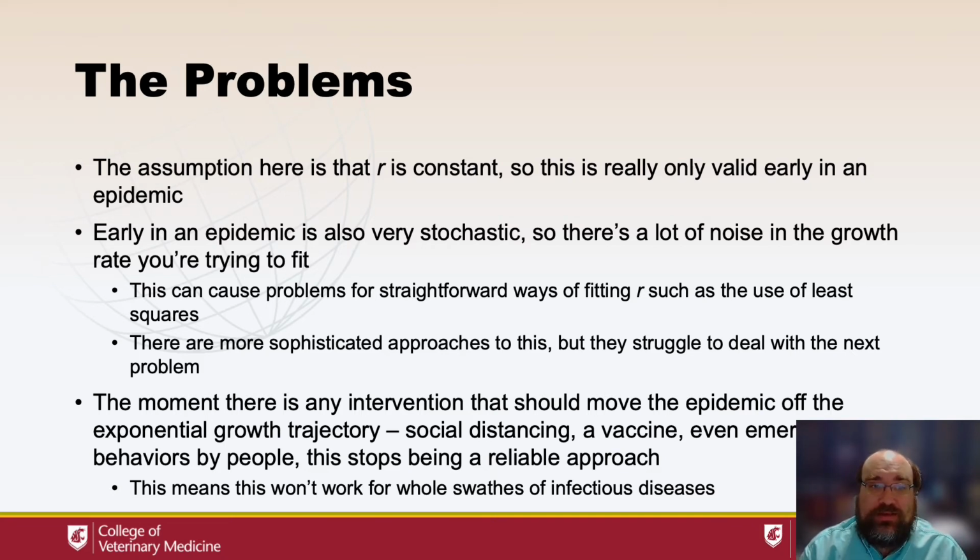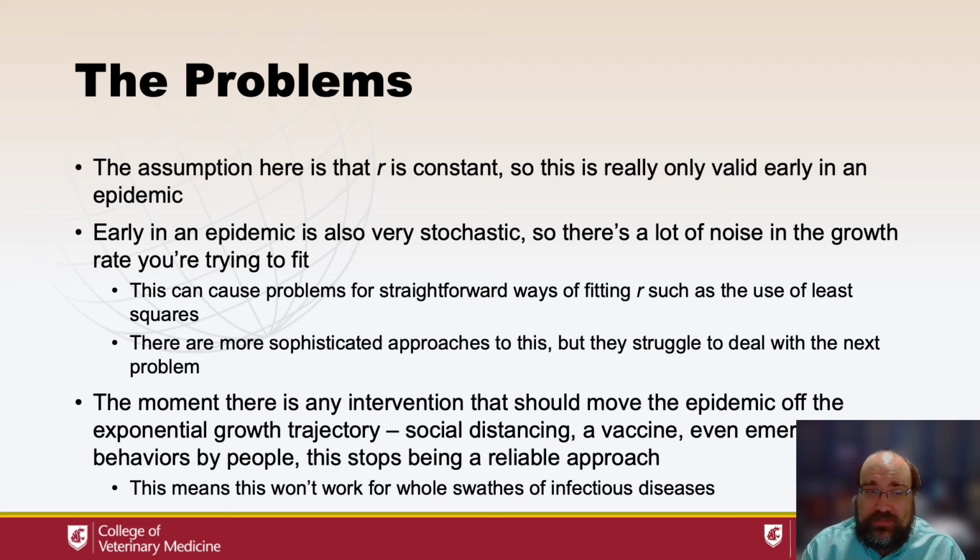But because you're early in an epidemic, it's also very stochastic. There's a lot of noise in your data. So if you're trying to fit this growth rate using a statistical approach, this can cause problems. There's often a very strong desire to use something very simple and very accessible, something like least squares to fit r. So in the example I used where you plot all your dots and draw a line through them, the computational approach to that is least squares. You can have a lot of problems with that depending on at what point in time you're trying to estimate that growth rate. It gets influenced by outlying points as you deal with stochastic noise.